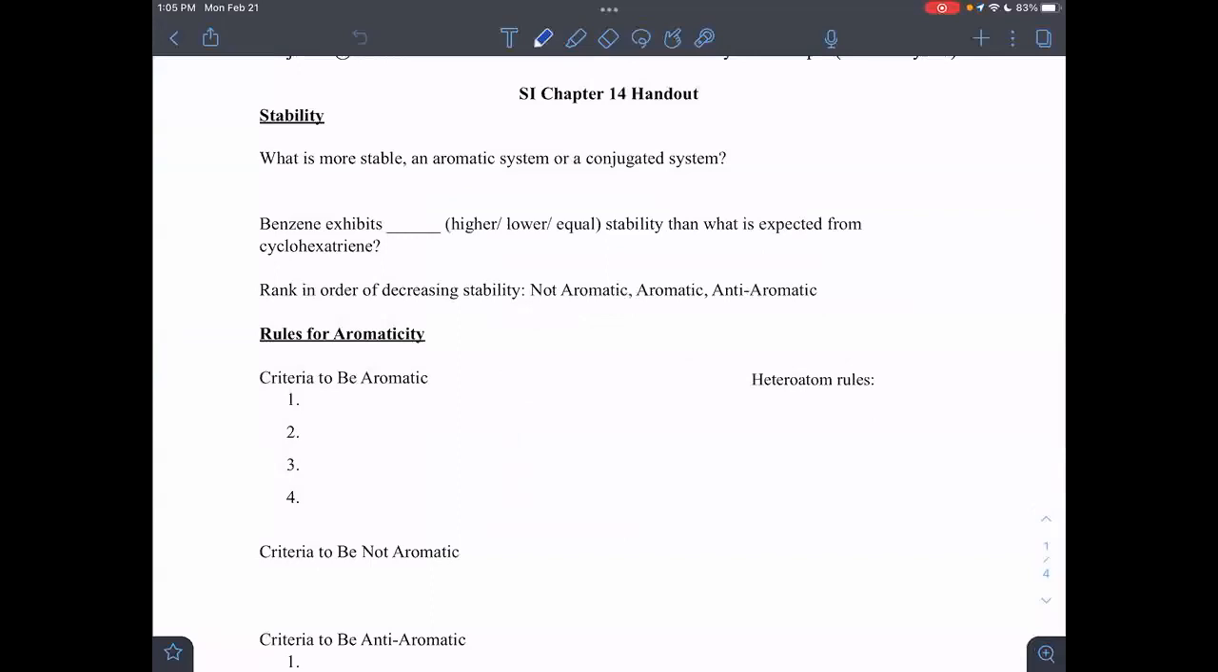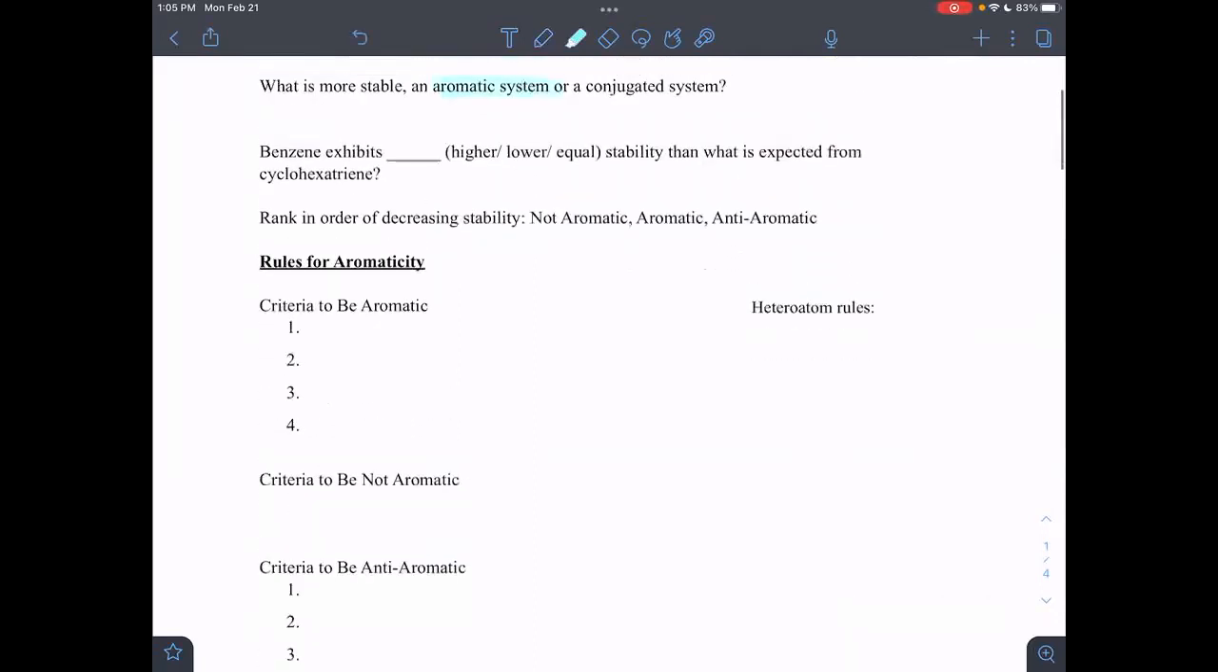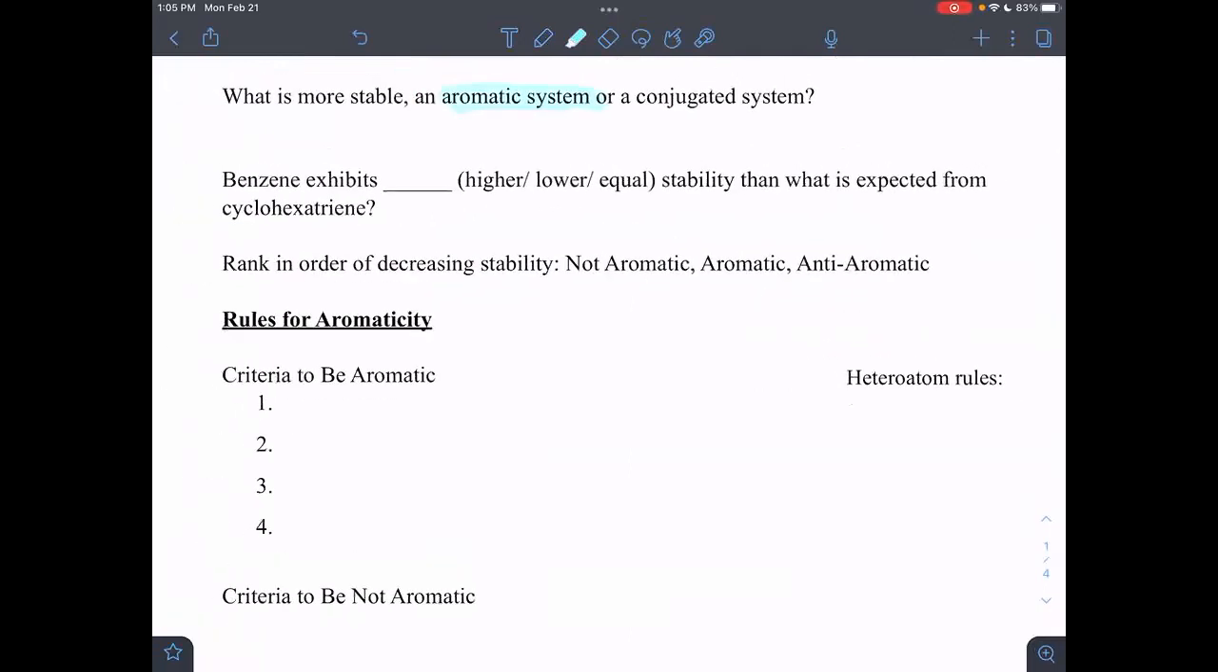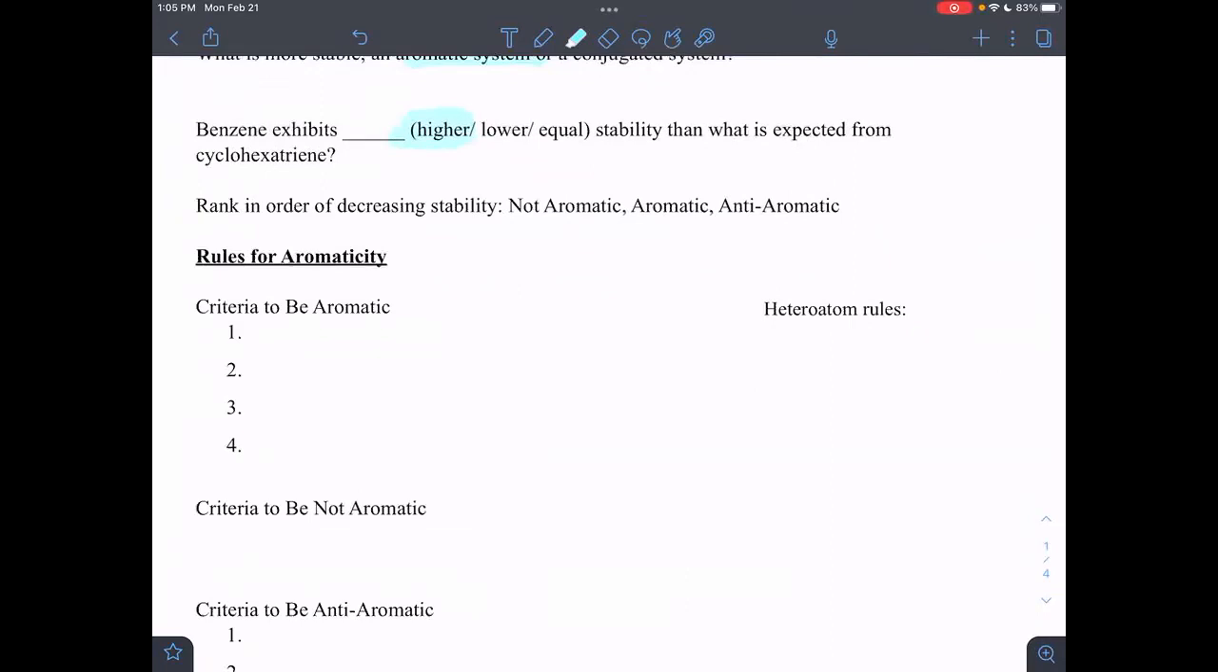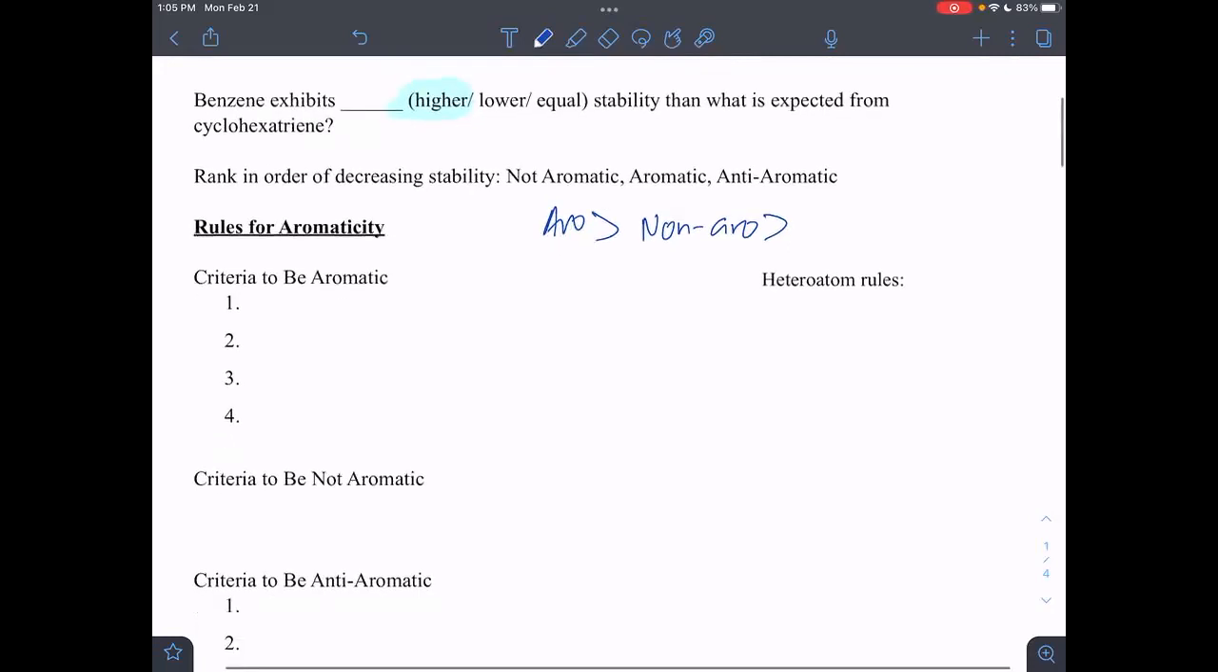So, what do we know about aromaticity and stability? It's stable. Is it more or less stable than a normal conjugated pi system? So an aromatic system is more stable than a normal conjugated system. So when we have benzene, that's an aromatic system, right? And is that going to be more stable or less stable than what you'd expect from a normal unconjugated cyclohexatriene? Yeah, because it's aromatic. And then we rank in order of decreasing stability. So what comes first? Then, and the worst one is.